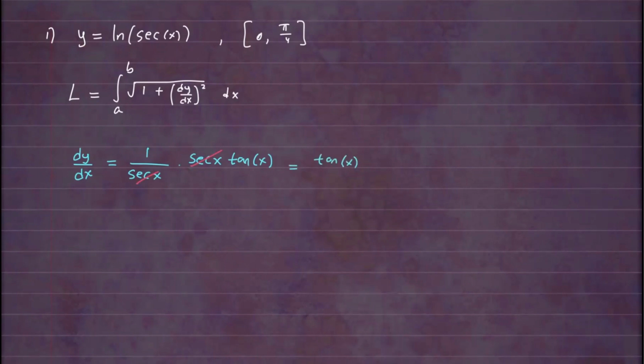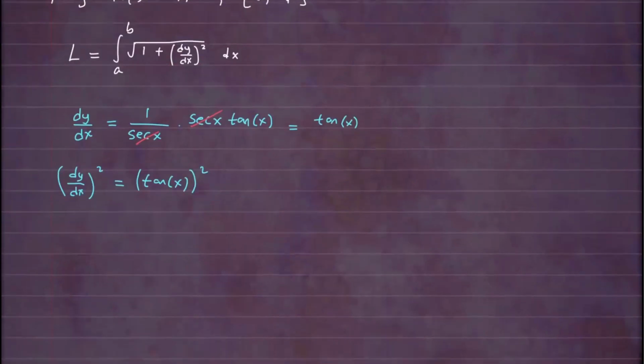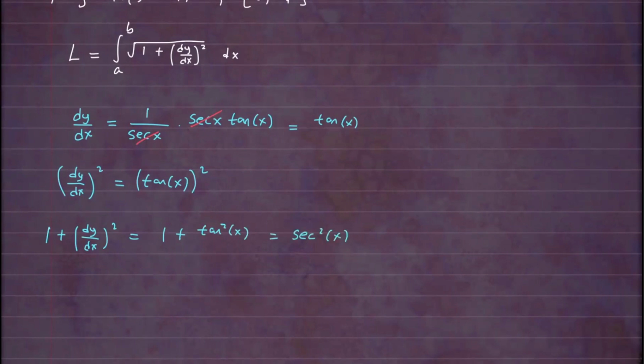That's the derivative. Now we need to square the derivative and add 1 to it. We take what we got for dy/dx and square it, so it's just tangent squared. Then we add 1 to it, so 1 plus (dy/dx) squared is just 1 plus tangent squared of x. We know this is an identity, equivalent to secant squared of x. Hopefully you know your identities. So the expression we substitute for 1 plus the derivative squared is secant squared, which I'm going to sub in under the square root.